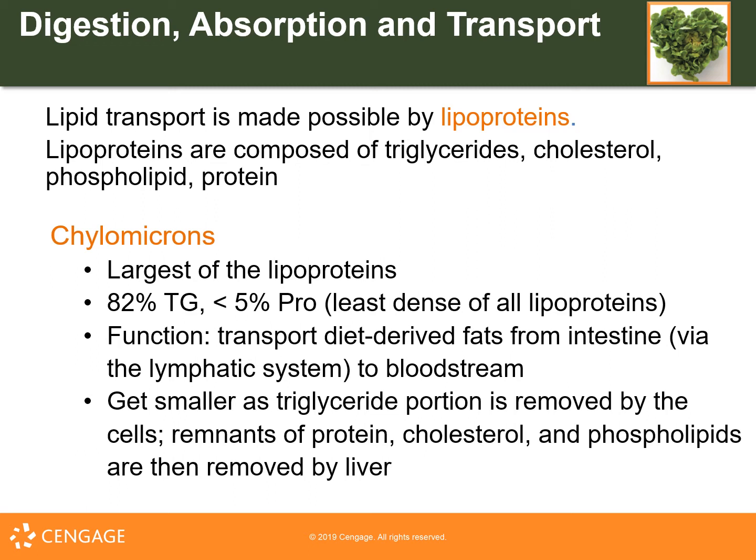Starting with chylomicrons. They are the largest of the lipoproteins, but are the least dense. About 82% is triglycerides, and less than 5% is protein. Function: transport diet-derived fats from the intestine to the bloodstream. They get smaller as the triglyceride portion is removed by the cells. Remnants of protein, cholesterol, and phospholipids are then removed by the liver. So cells throughout the body remove triglycerides from the chylomicrons as they pass by, making them smaller. The liver will remove the remnants of protein, cholesterol, and phospholipids.